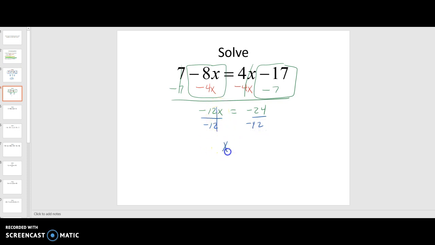And I'm left with x equals negative 24 divided by negative 12, which is positive 2. Okay?